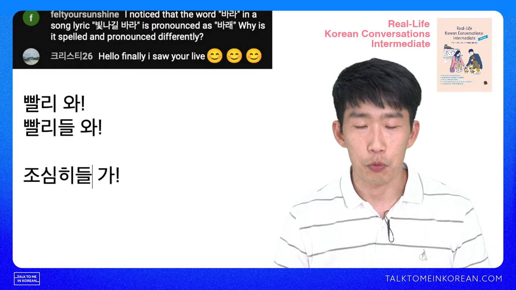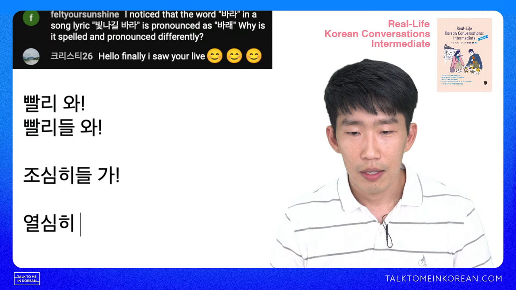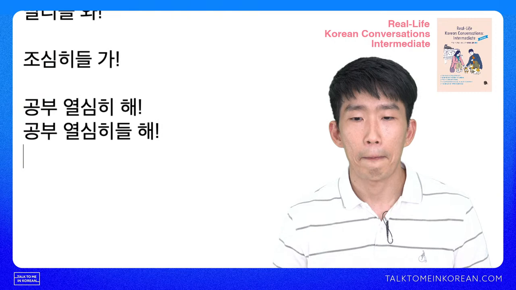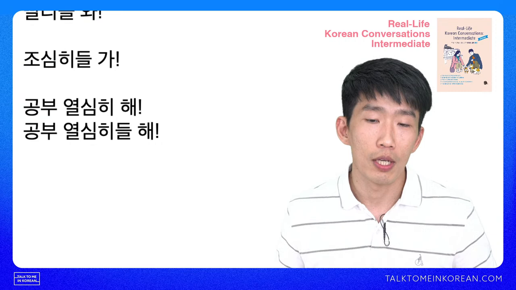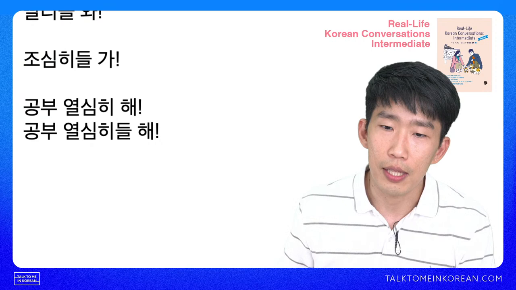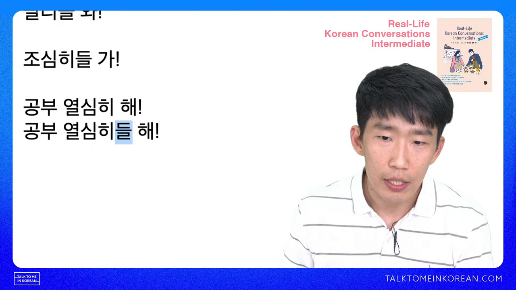And then your friends are studying. 열심히 공부, 공부 열심히 해. You want to say study hard. And you can say 공부 열심히들 해. 공부 열심히들 해. You guys study hard. So you could add 너네들, 얘들아, using the word 얘 earlier, like, hey, you guys, 얘들아, 공부 열심히 해. You can say that, but you can just simply attach 들 at the end of 열심히, the word for hard, and it serves the same purpose.